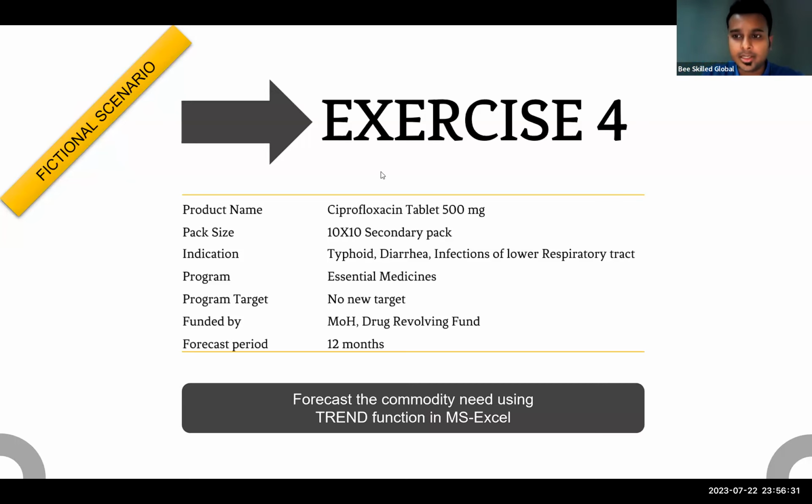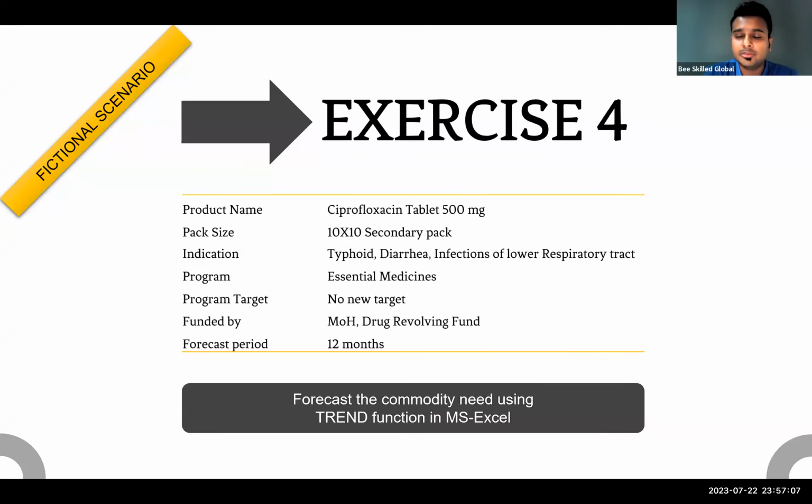Okay. Sorry. So it's the same scenario of District X, of the same product, same forecast period, everything is same. But instead of using average monthly consumption, we are going to be using an Excel function called trend. Now, again, we can use much more sophisticated and advanced Excel functions when our Excel acumen is much higher.